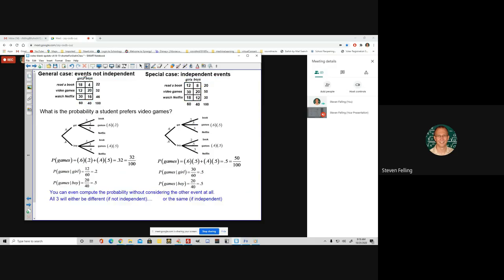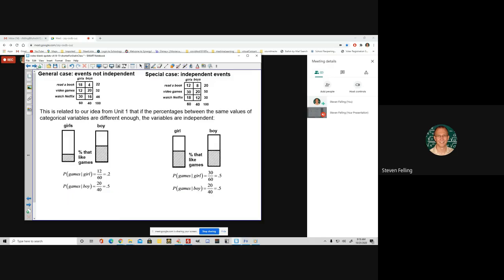So let's take a look at the formula real quick. Well, let's do one more thing. Here's another way to visualize this, just to connect to something from Unit 1.